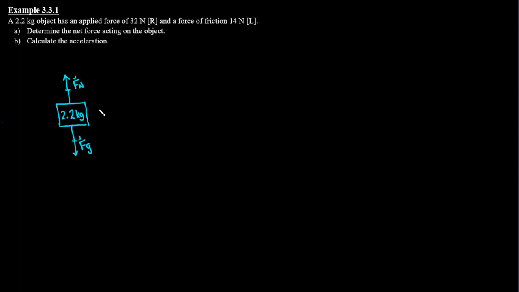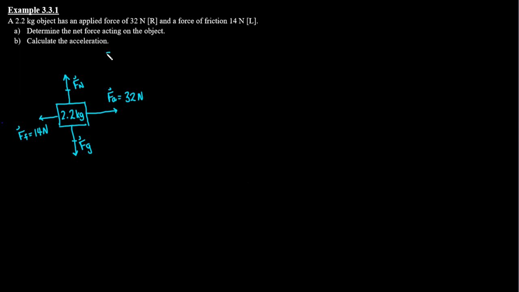Okay, we can then look at the other forces that are involved. We're given that there is an applied force of 32 newtons acting in this right direction, and a force of friction of 14 newtons that acts left. Okay, so now that we have our free body diagram with all our given information on there, we can go and determine the net force.